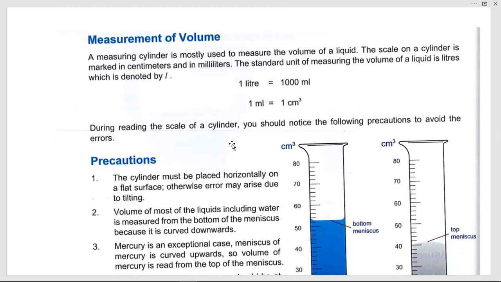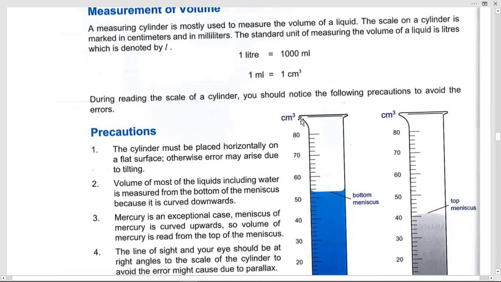Now we will talk about the measurement of volume. When you're talking about the volume of a liquid especially, you have to keep some things in mind. First of all, see the unit. There are different units used, for example liter, milliliter, cubic centimeter. Please keep in mind that there are 1000 milliliters in 1 liter and 1000 cubic centimeters in 1 liter. It means that 1 milliliter and 1 cubic centimeter are the same thing. Got it?